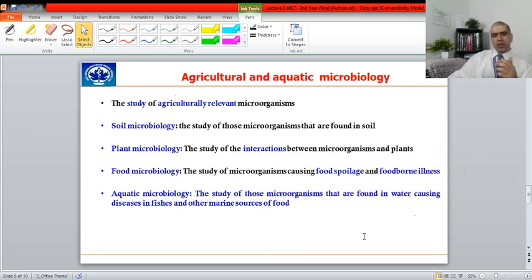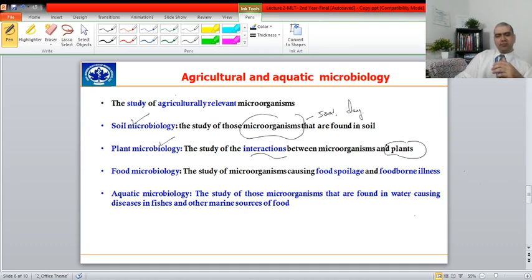Now, coming to agricultural and aquatic microbiology, it is the study of relevant agricultural products, and it contains different subdomains like soil microbiology, where we study different kinds of microorganisms that are present in the soil. For example, microorganisms which are present in different kinds of soils, like sand soil, clay, etc. Then under this domain we also have plant microbiology, where we study the interactions of these microorganisms with different kinds of plants. For example, nitrogen fixing plants.